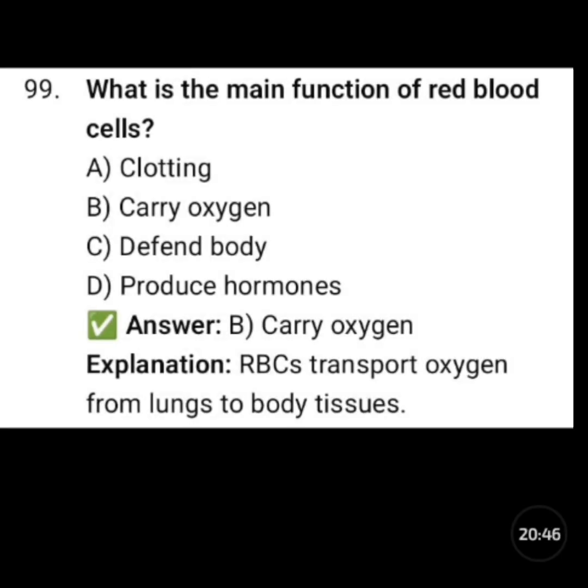What is the main function of red blood cells? Clotting, carry oxygen, defend body, produce hormones. The correct answer is option B, carry oxygen. RBCs transport oxygen from lungs to body tissues.